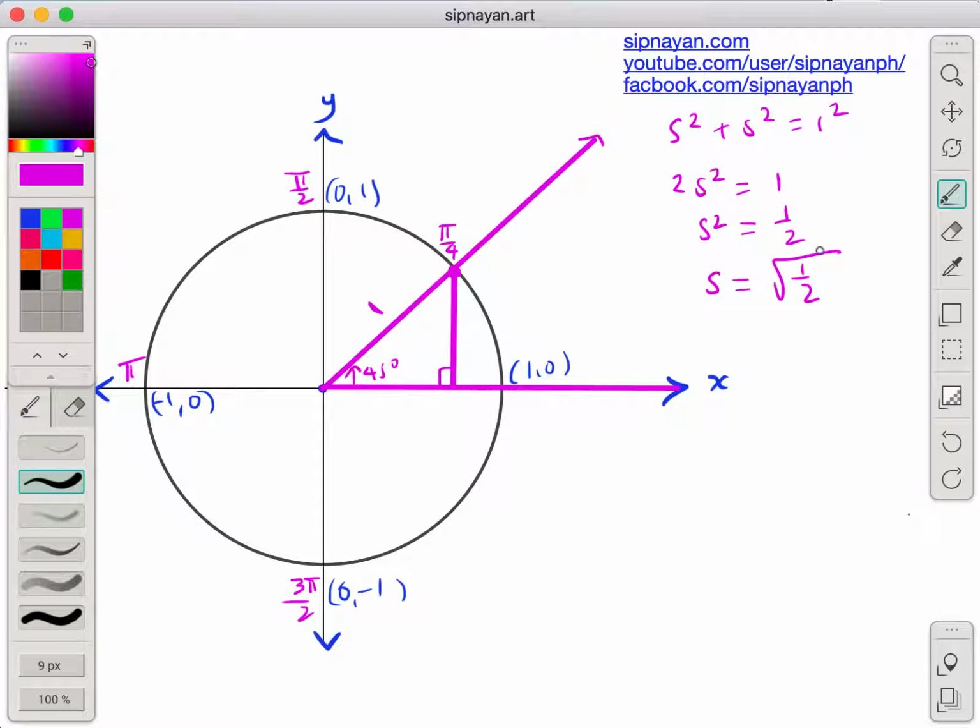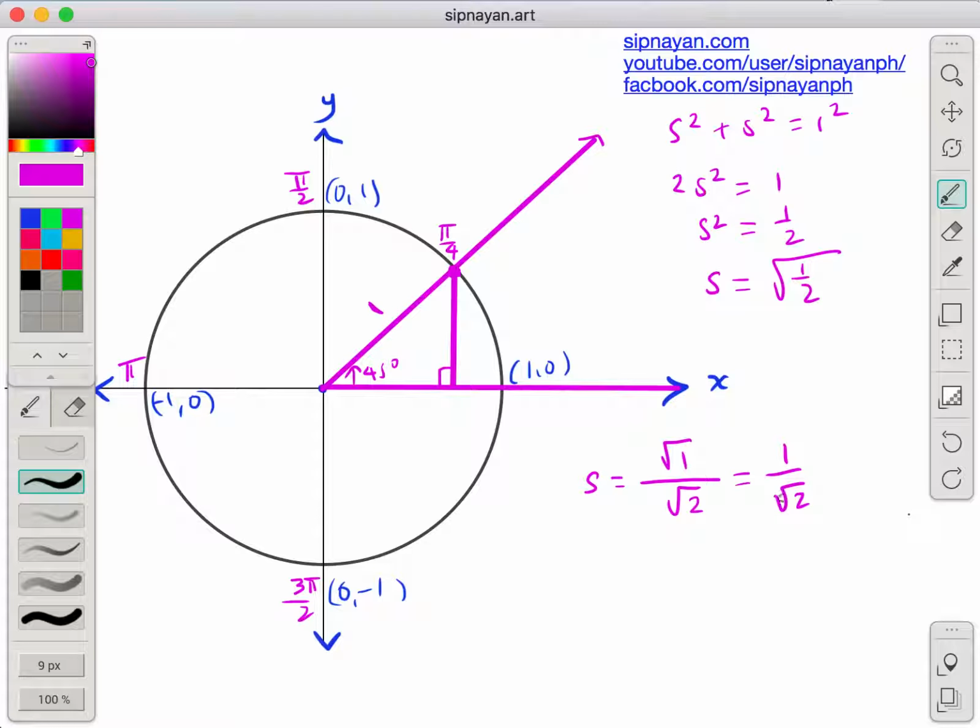Pwede pa natin i-simplify. Ito tama na to, kaso kailangan natin siya i-simplify, no? Sabihan natin sa radicals, if we have square root of a over b, pwede mo siyang i-split as square root of a over square root of b. So, pwede yun. That's one of the properties of radicals, no? And we know that square root of 1 is equal to 1. So, therefore, equal siya sa 1 over square root of 2.